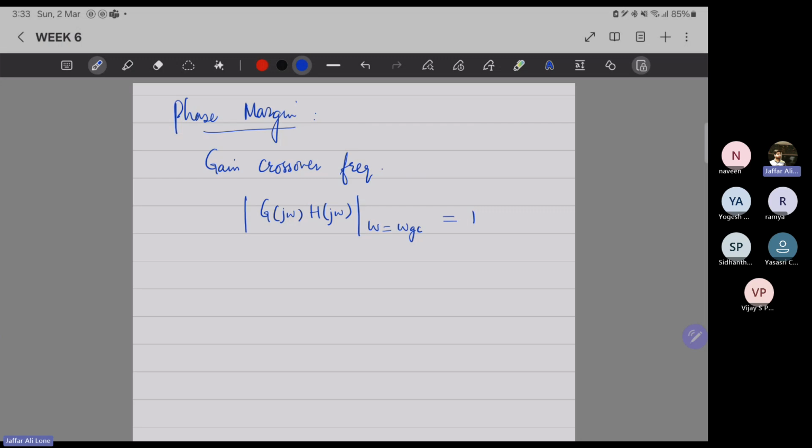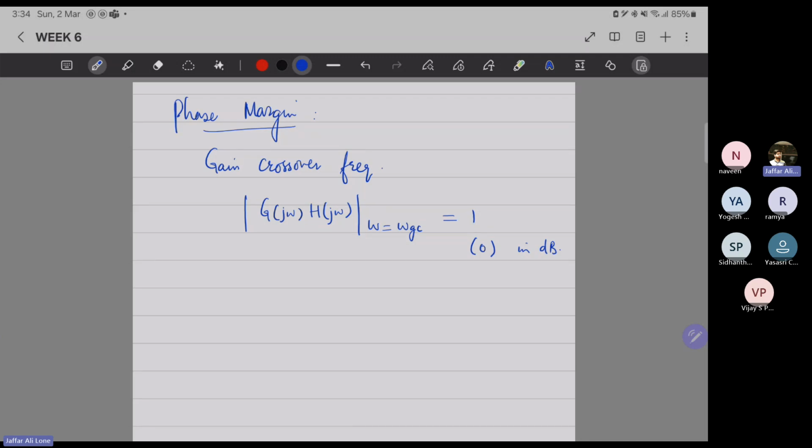so it means if I take it in decibels, it will be 0 decibels, right? So my gain crossover frequency will be the frequency at which my magnitude is unity. That value of frequency where my magnitude is 1 is called gain crossover frequency, or in decibels, where my magnitude is 0 dB, that's called gain crossover frequency.